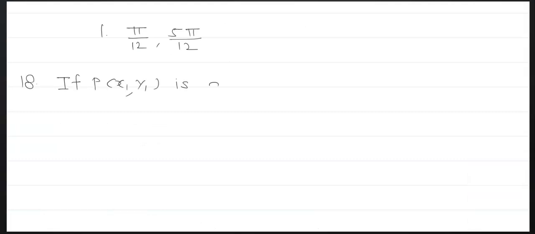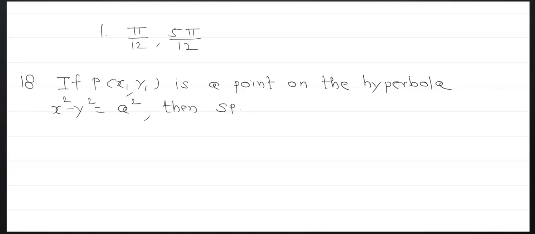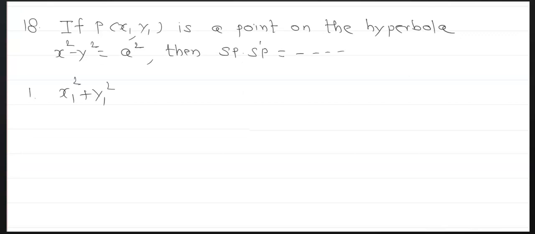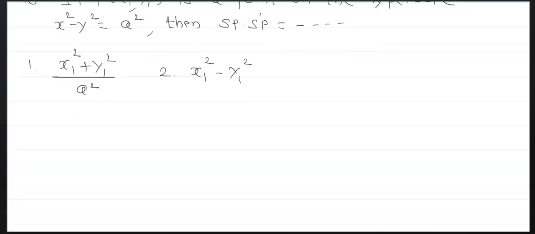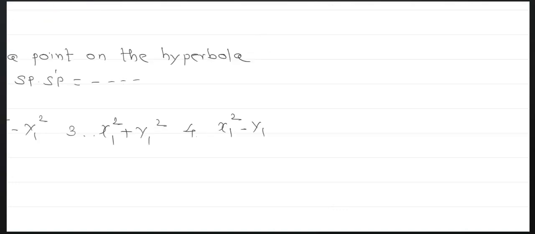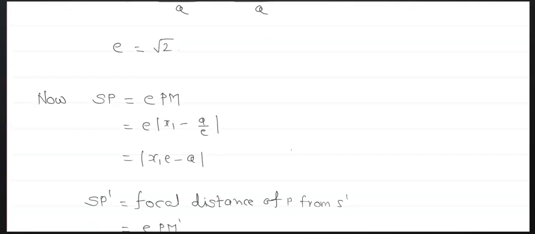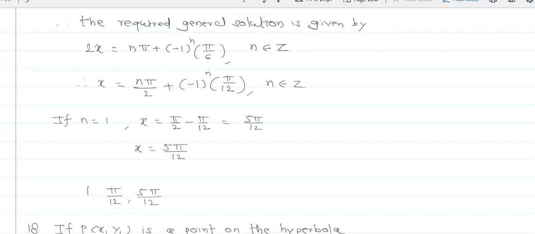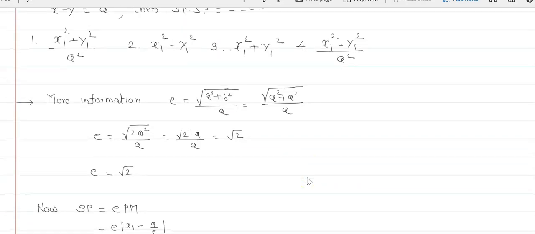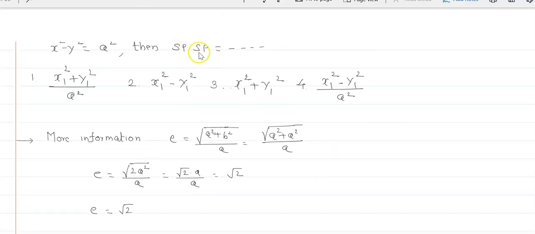question number 18. If P(x1, y1) is a point on the hyperbola x square minus y square is equal to a square, then SP into S'P is equal to: first, x1 square plus y1 square upon a square; second, x1 square minus y1 square; third, x1 square plus y1 square; and fourth is x1 square minus y1 square upon a square.